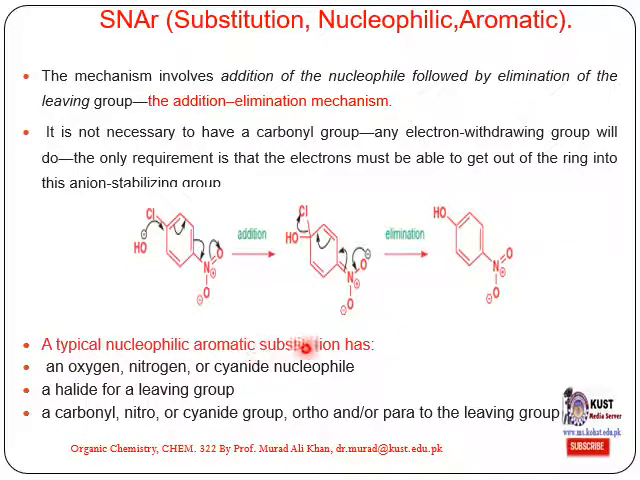A typical nucleophilic aromatic substitution has an oxygen, nitrogen or cyanide nucleophile, a halide leaving group, and a carbonyl, nitro or cyanide group ortho and/or para to the leaving group. So there must be a stabilizing group, which may be carbonyl, nitro, or cyano, at the ortho or para position to the leaving group, that is the halide. It's para here. And the base or nucleophile must have an oxygen, nitrogen or cyanide nucleophile.